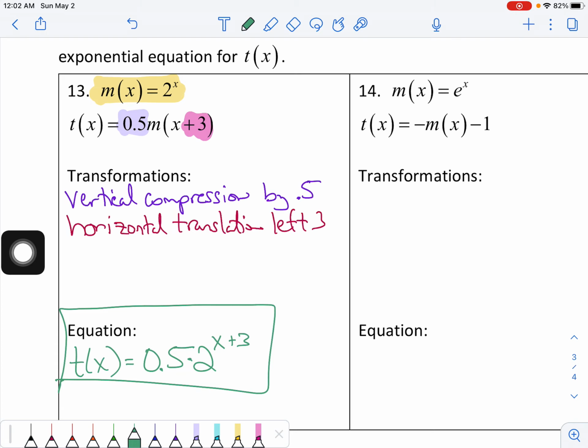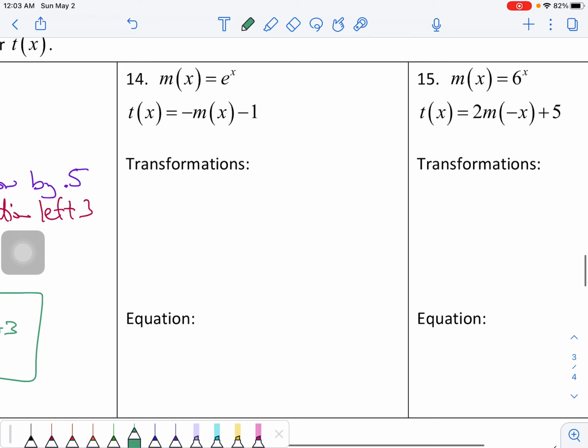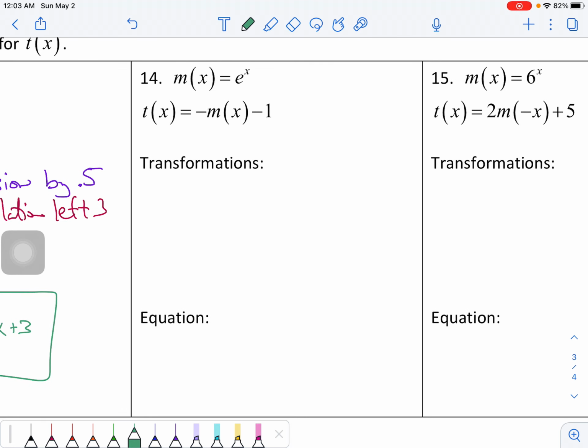That's it. I'm going to go ahead and do problem number 14 as well, and then I'm going to slide on down to do two more problems with logarithmic functions.